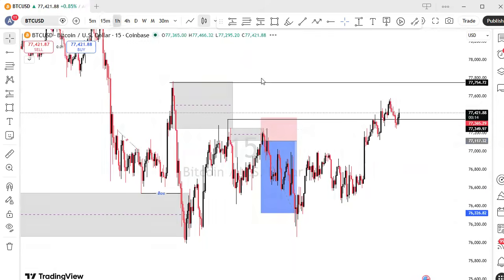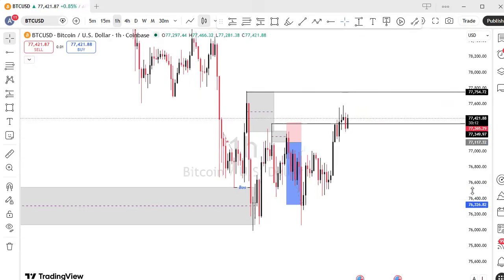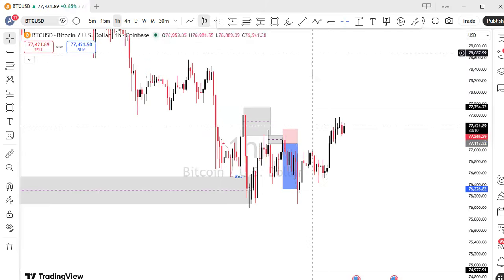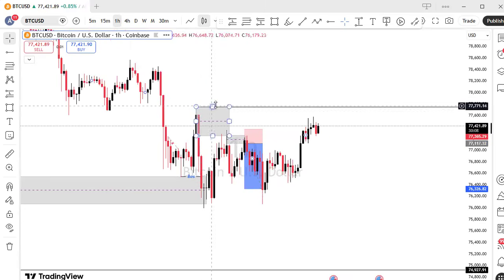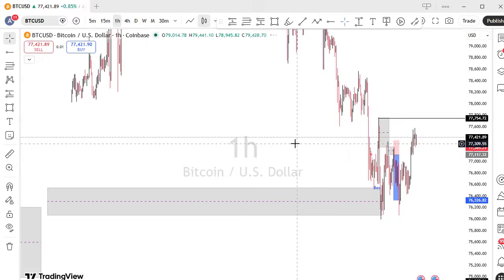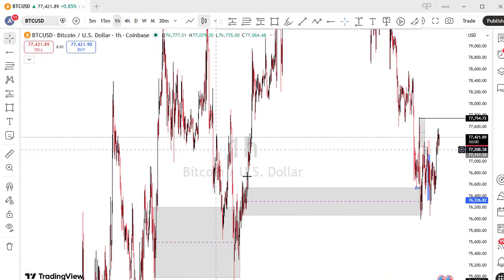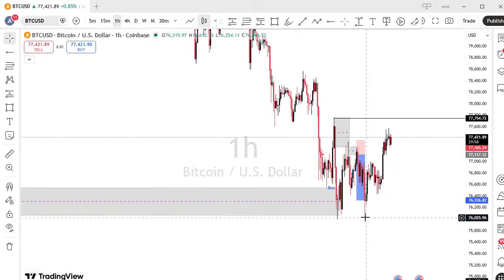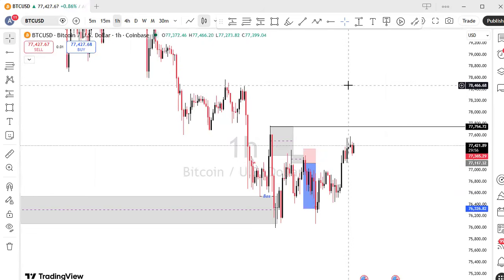So what am I anticipating or what am I watching on this pair? Okay, so from now, this is what I want to see. I need to see the market breaking this high on the 1 hour time frame. If we close above this high, that will become my confirmation that the market is really respecting this demand zone and might be ready to start going up.